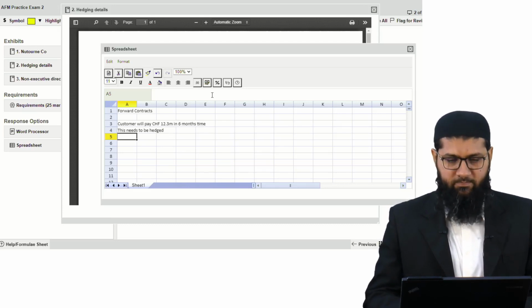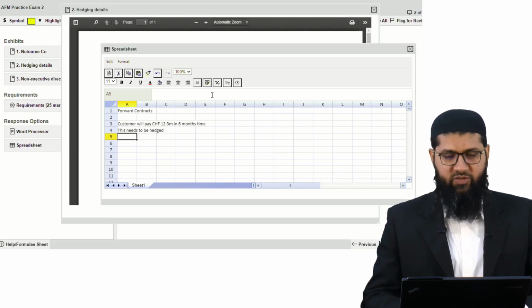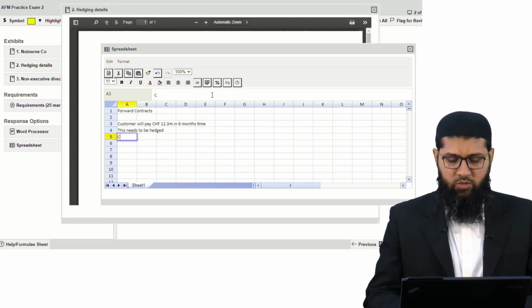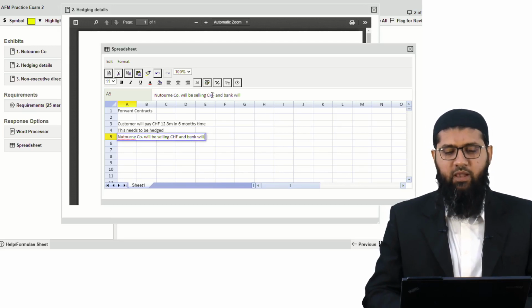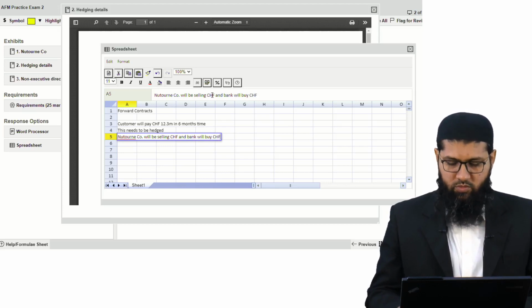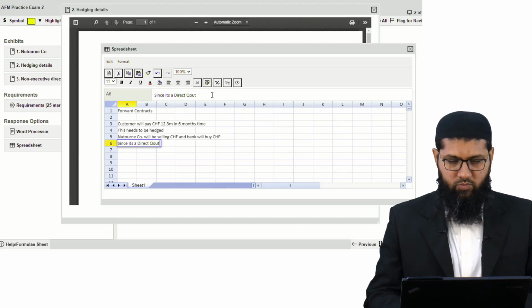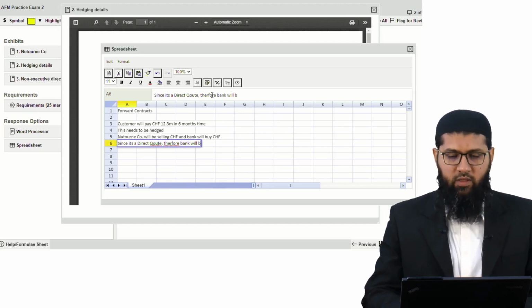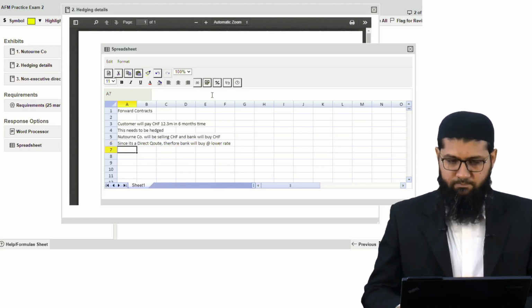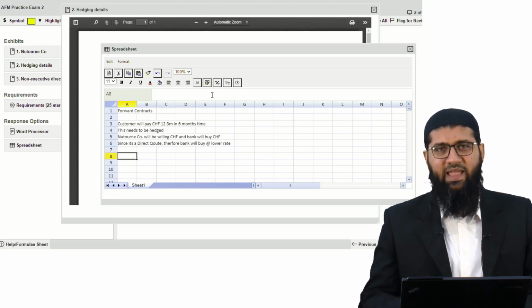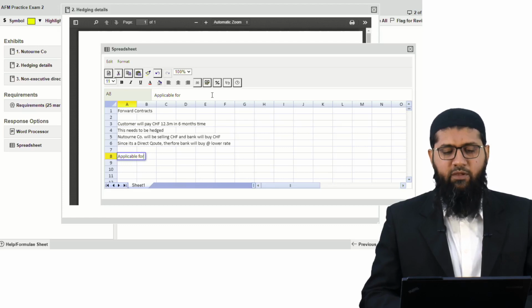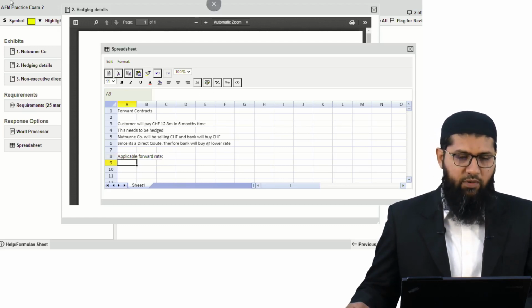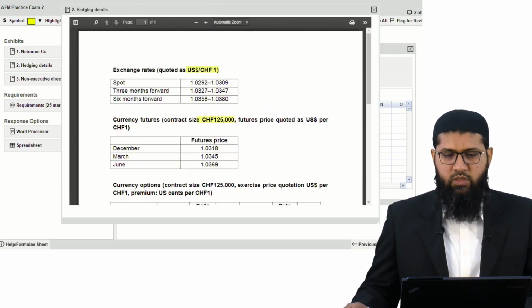Now, if this needs to be hedged, Nouturne company will be selling CHF and the bank will buy CHF. Since it's a direct quote, the bank will buy at the lower rate. So what are you going to do? The applicable forward rate is going to be what? The 6 months forward is this.